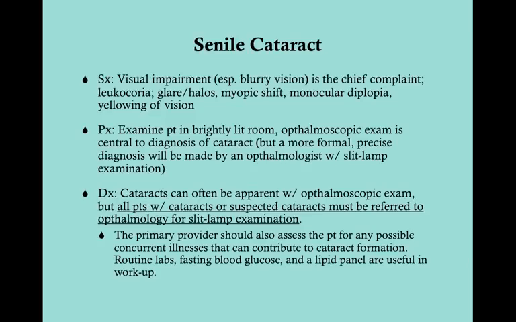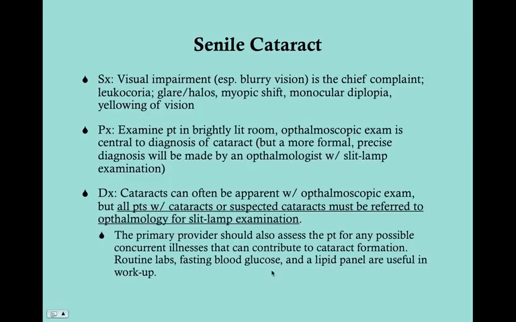Also important, and I didn't put this on here, in a patient who's already diabetic, get a hemoglobin A1C percentage, because that will tell you whether or not they've had hyperglycemia in the recent past, and how bad it is. And then a lipid panel is useful as well, again, because hypertriglyceridemia is a risk factor. So those are some things that you can do while you're referring the patient to ophthalmology.